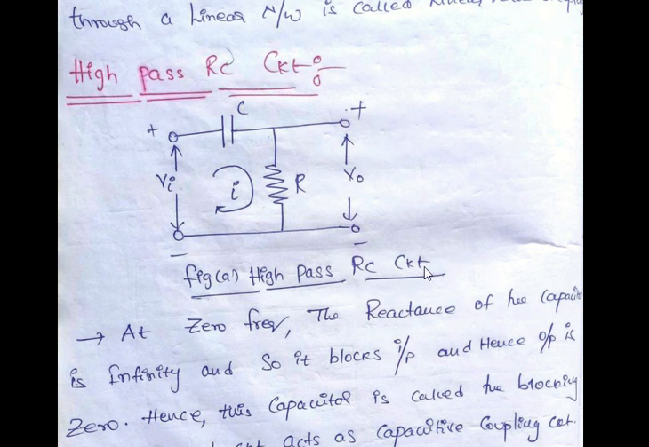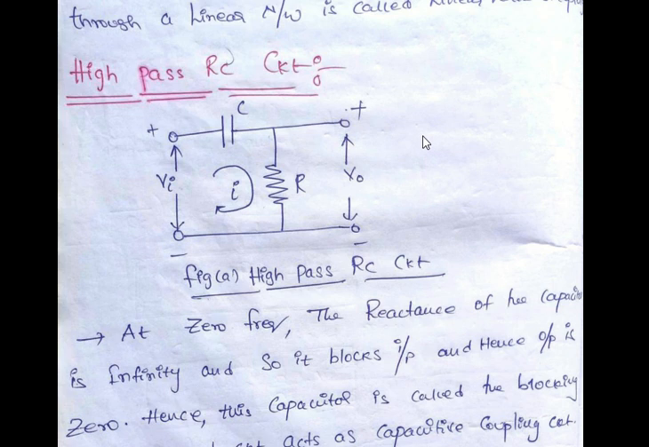Now, the basic operation of the circuit is divided into three cases. The first one is when the input signal frequency is 0. The second case is when the input signal frequency is infinite. The third case is when the input signal frequency is some finite value.